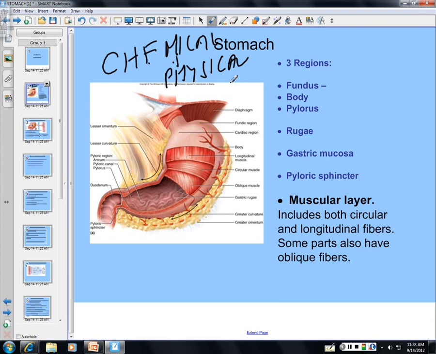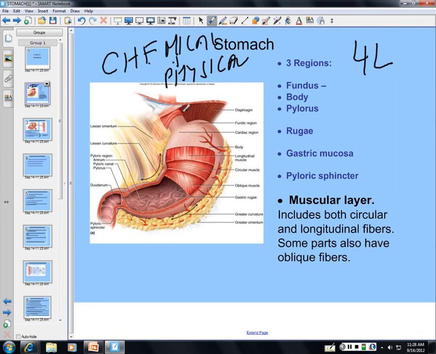It lies in the upper left quadrant of the peritoneal cavity and is about 15 to 25 centimeters long. But the most interesting thing about the stomach is that its diameter and volume depend upon how much food it contains. When full, it can actually hold about 4 liters of food and can extend all the way down to the pelvis. There are 3 major regions of the stomach.